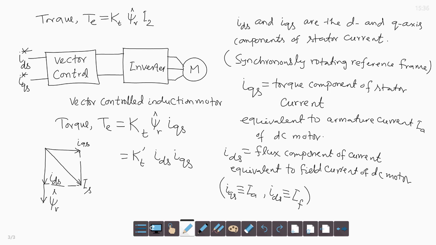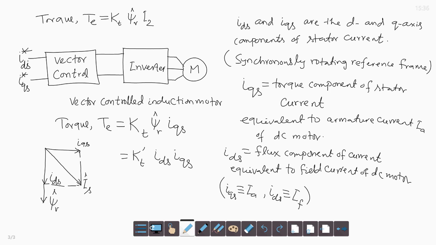This is the stator current IS, which is the phasor sum of IDS and IQS, and fast transient response is obtained because these are mutually decoupled. And for that we have to consider a synchronous reference frame and control the induction motor using a vector controller. The vector controller at the front end has two command inputs, the flux component command IDS star and the torque component of the current command IQS star.